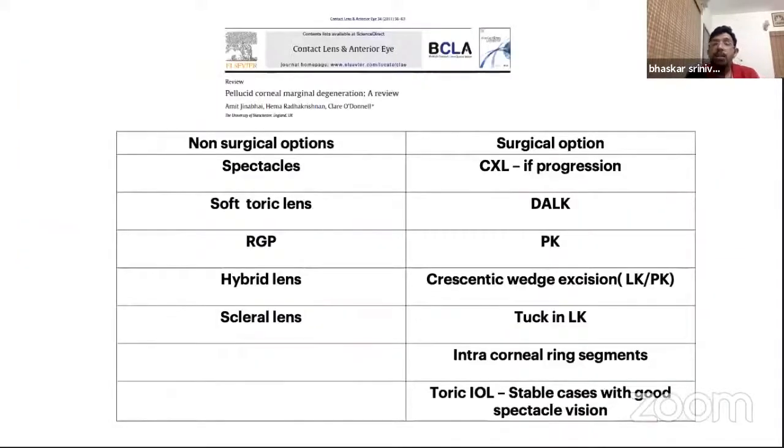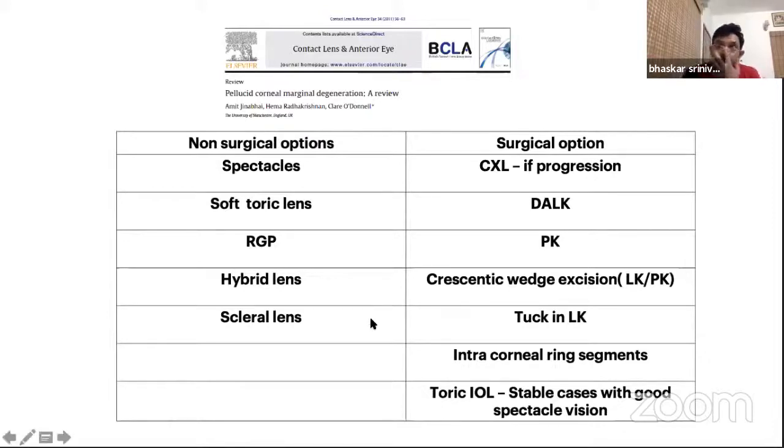So when you're talking of treatment options, you have non-surgical options and surgical options. Non-surgical options would be spectacles, soft toric lenses. These would be till the astigmatism is minimal. Once the astigmatism increases, you will have to shift to the RGP lenses, the hybrid lenses, or finally to these scleral lenses if you're looking at non-surgical options.